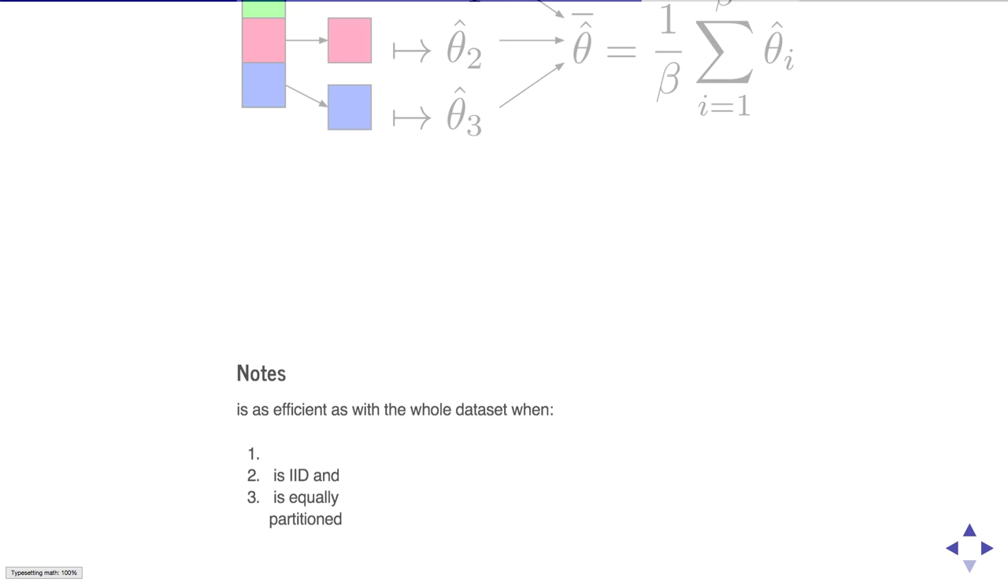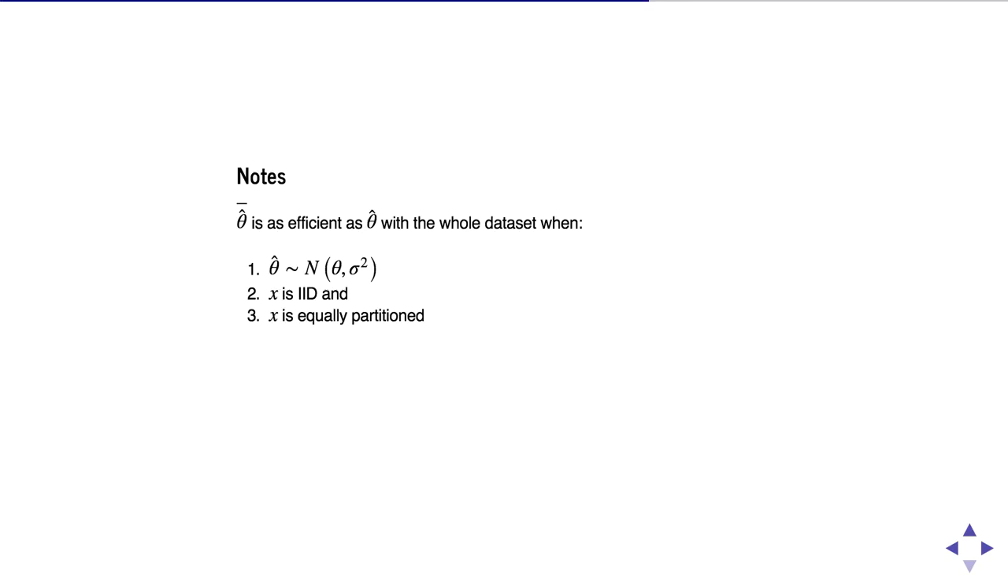The beauty of this is that theta hat bar is as efficient as theta hat if the whole data set comes from a normal distribution, X is IID, independent and identically distributed, and if it's equally partitioned. In which case, sometimes just partitioning the data up is sufficient. For instance, averaging basically came up with very similar results for both methods, because the mean of your average would always come from a normal distribution. In which case, the average is also a normal distribution, and it comes out just as efficient.